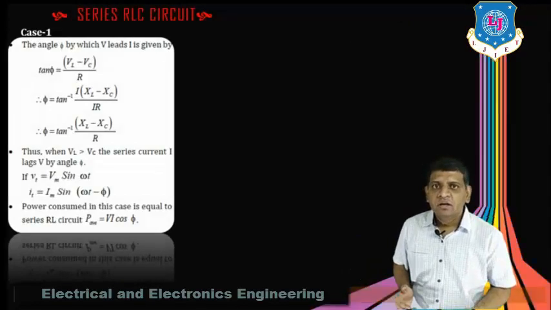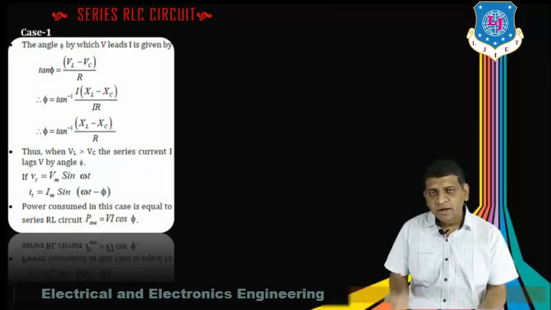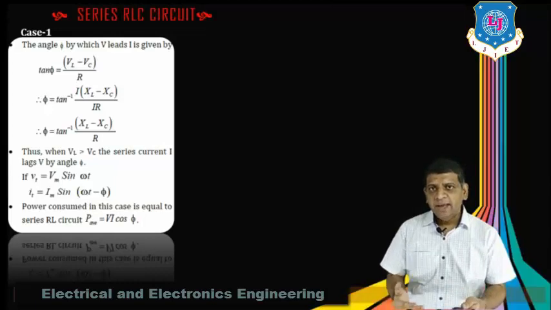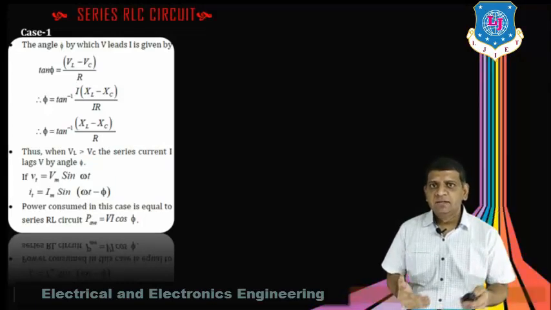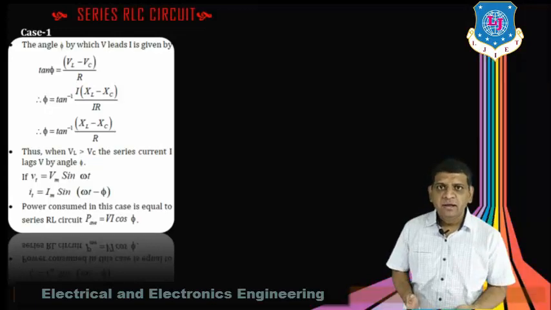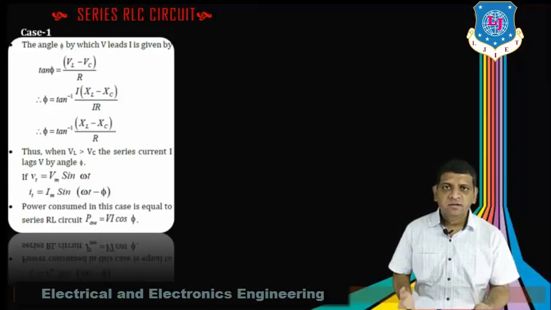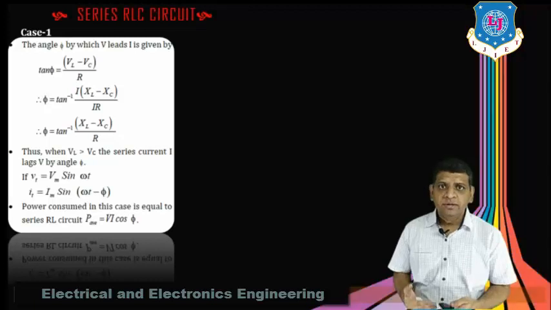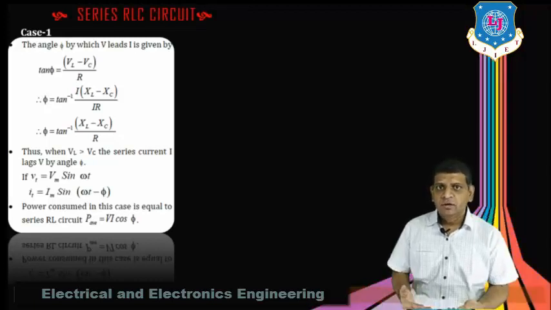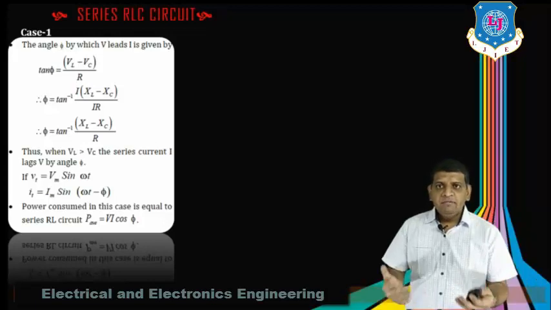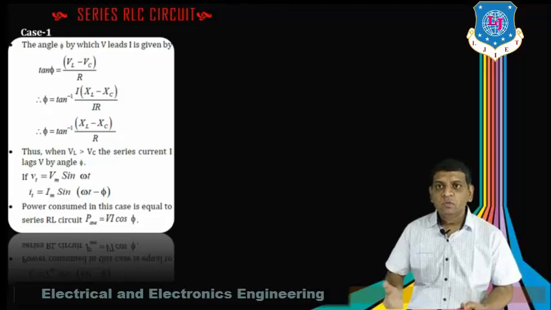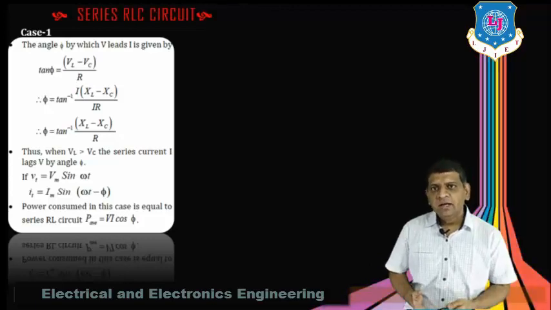You can check here. From this you can find the value of phi is equal to tan inverse of (XL minus XC) divided by R, where you remove the value of I, so you can find the resultant angle phi is equal to tan inverse (XL minus XC) divided by R. Right, so here once you apply Vt is equal to Vm sin omega t, you will find the value of current I is equal to Im sin (omega t minus phi).